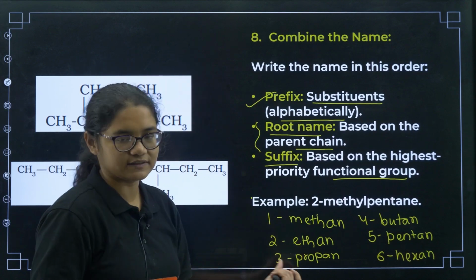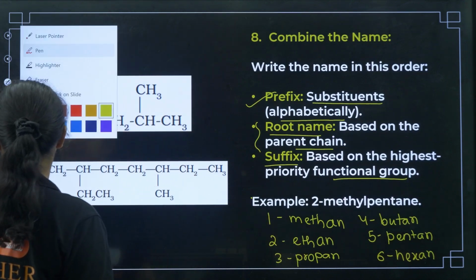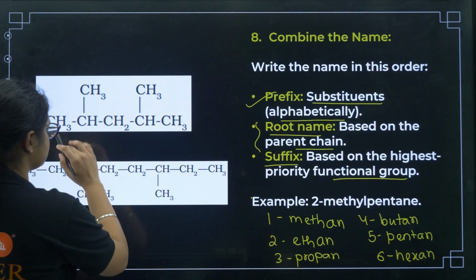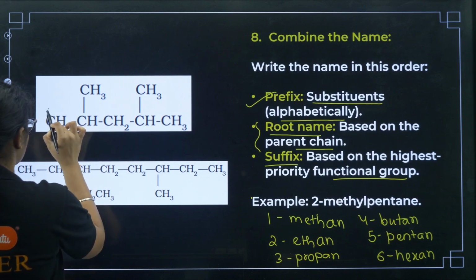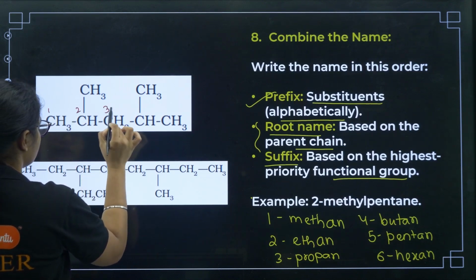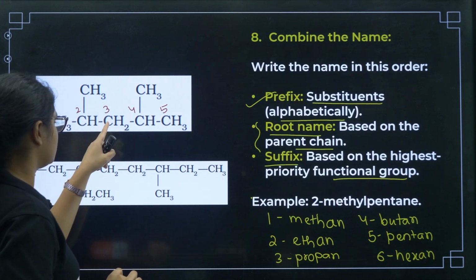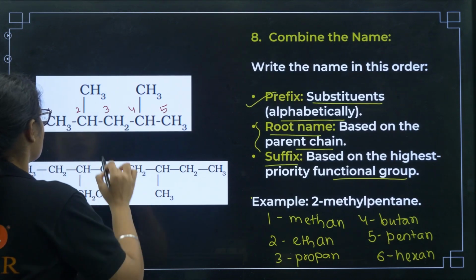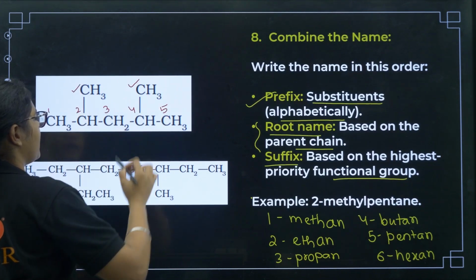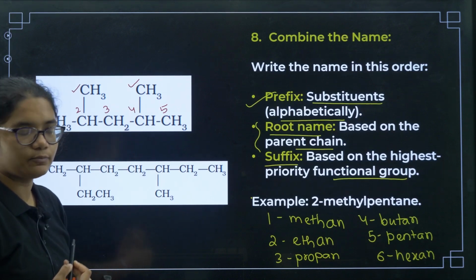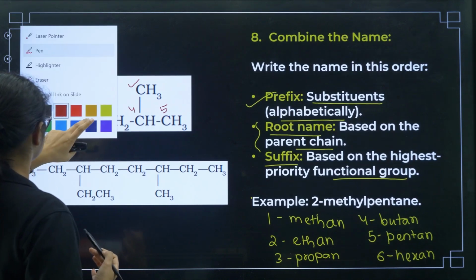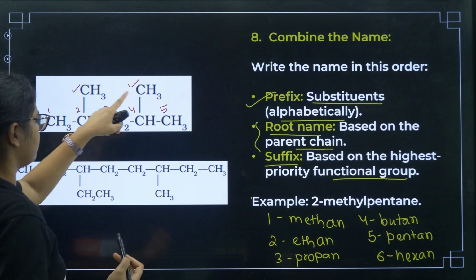Okay, these are the roots name. Now let us see here. If I see this particular chain, you have 1, 2, 3, 4 and 5 carbon, right? Now on the second carbon you have a methyl group, and on the 4th carbon you have a methyl group. So now what I can say, second and 4th I have methyl group.